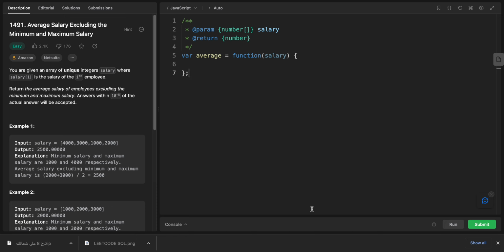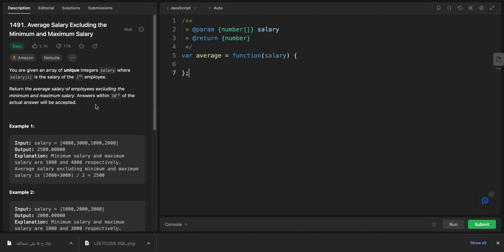It's called average salary excluding the minimum and the maximum salary. So we are given an array of unique integer salaries, where salary[i] is the salary of the ith employee. Return the average salary of employees excluding the minimum and the maximum salary. Answers within 10 to the power of minus 5 of the actual answer will be accepted.